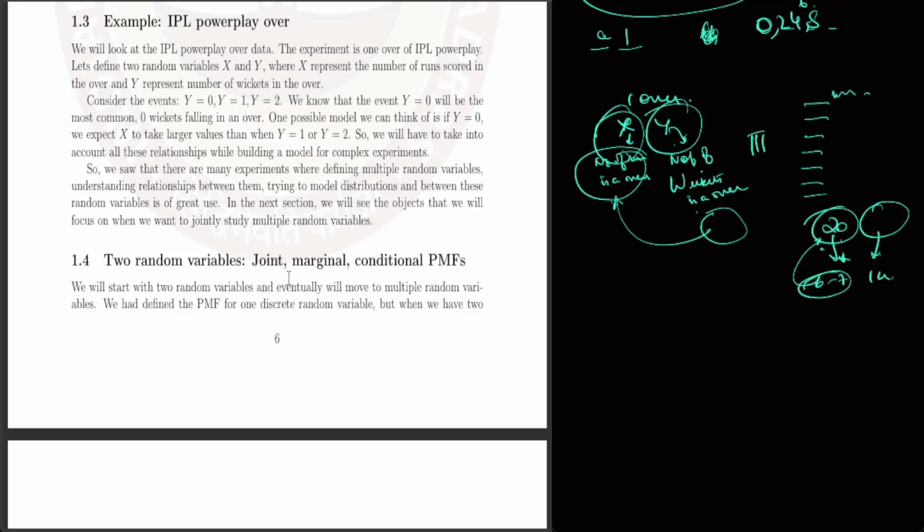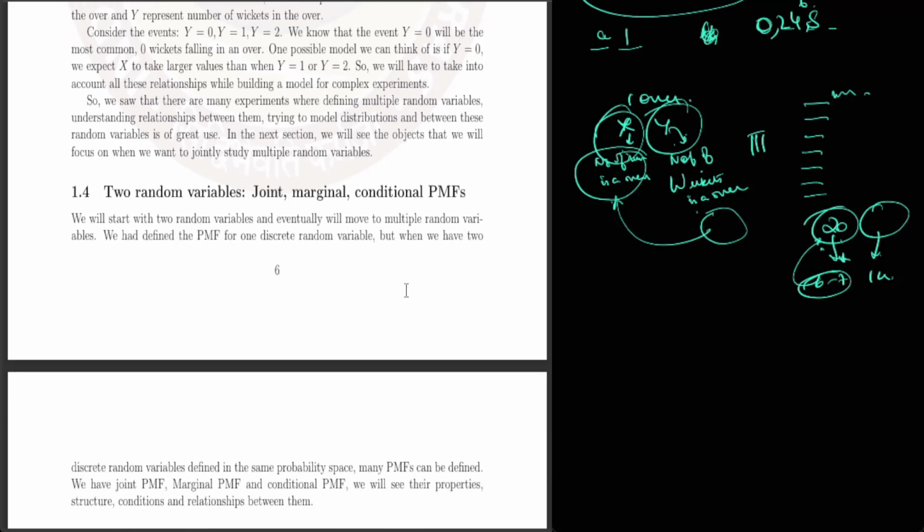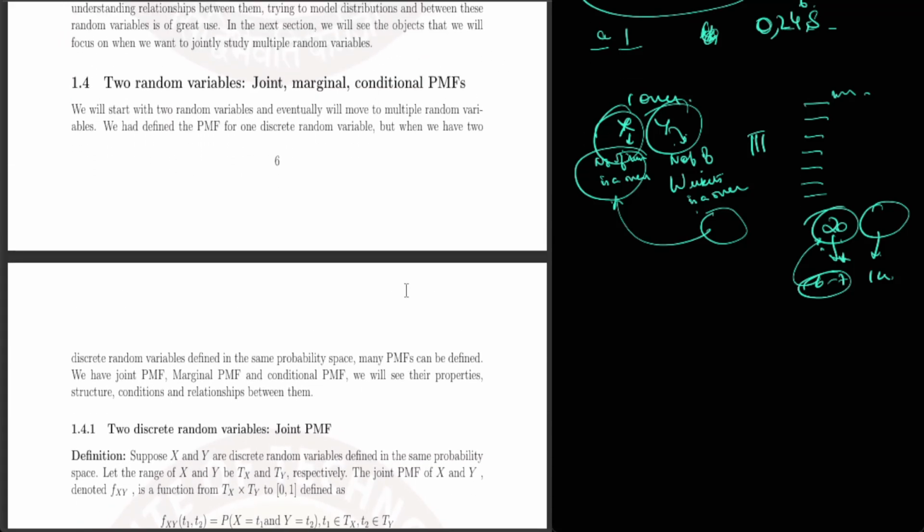In the next section, we will see the objects that we will focus on when we want to jointly study multiple random variables. Two random variables: joint, marginal and conditional PMFs. So what we are saying is, there are only two random variables.